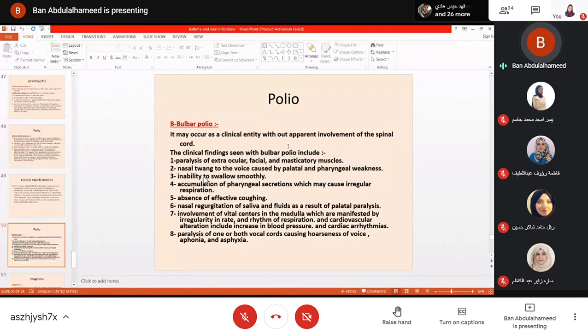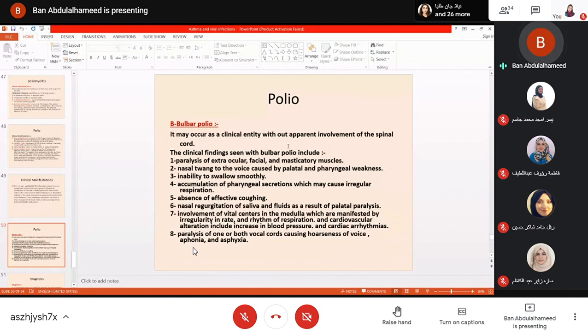The extraocular muscles, which are supplied by the third cranial nerve, and the facial muscles, which are supplied by the seventh cranial nerve. There is nasal twang to the voice caused by palatal and pharyngeal weakness. There is inability to swallow smoothly. There is also, in bulbar polio, accumulation of pharyngeal secretion, which may cause irregular respiration. Absence of effective coughing. There is nasal regurgitation of saliva and fluid as a result of palatal paralysis.